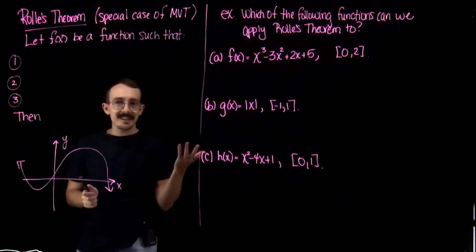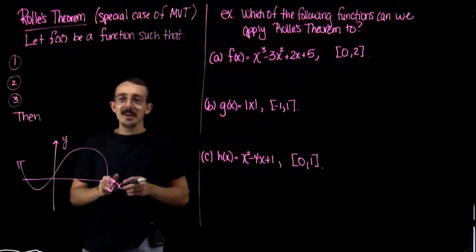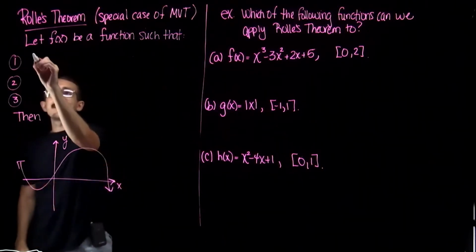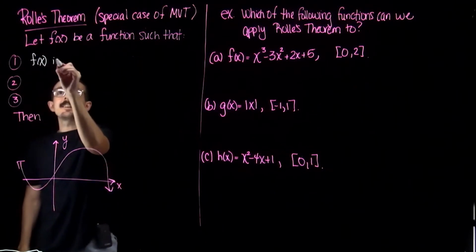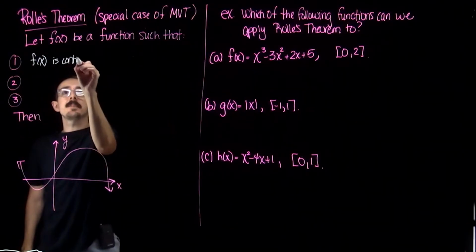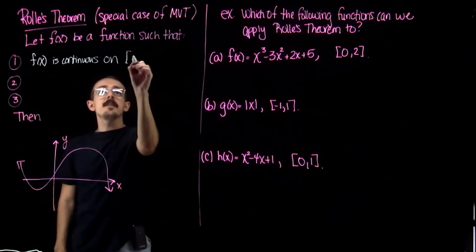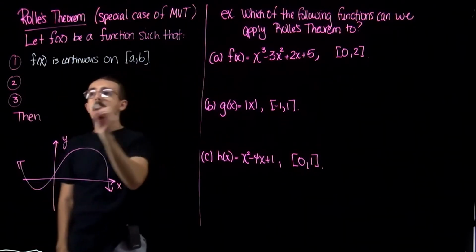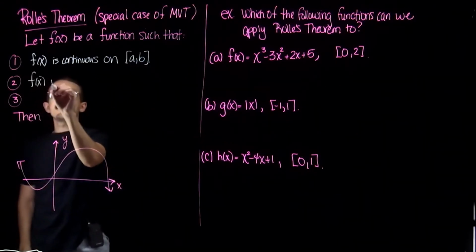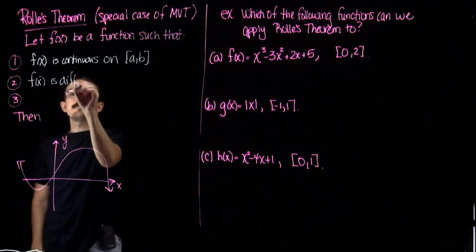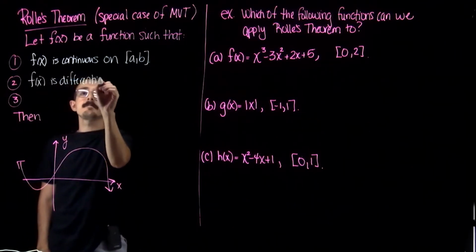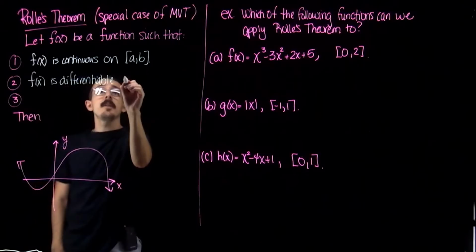The first two are the exact same, so there's nothing new to memorize. So the first condition is f of x is continuous on that closed interval. f of x is differentiable on the open interval.